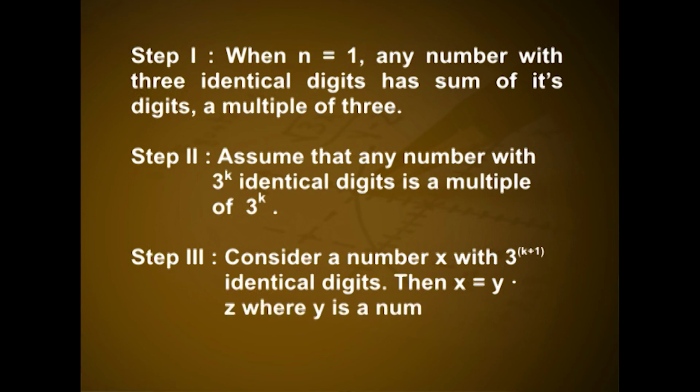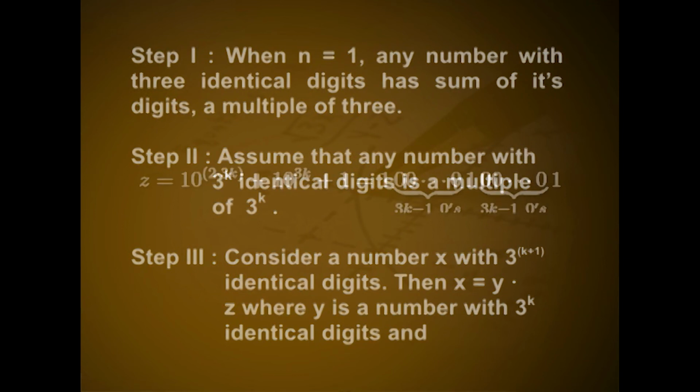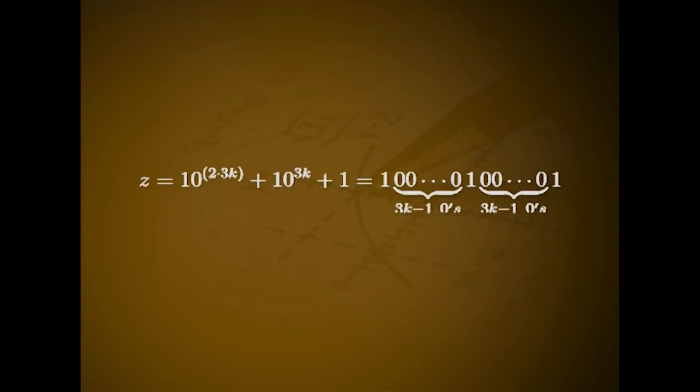Then x equals y into z, where y is a number with 3 raised to k identical digits and z equals 10 raised to 2 into 3k plus 10 raised to 3k plus 1 equals a number 1 followed by 3k minus 1 zeros, again a 1 followed by 3k minus 1 zeros and again a 1. This number is clearly divisible by 3. Now, since y is divisible by 3 raised to k and z is divisible by 3, x is divisible by 3 raised to k plus 1. Thus, the statement is true.